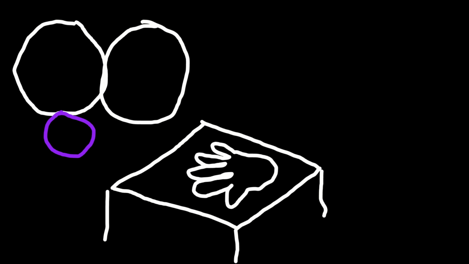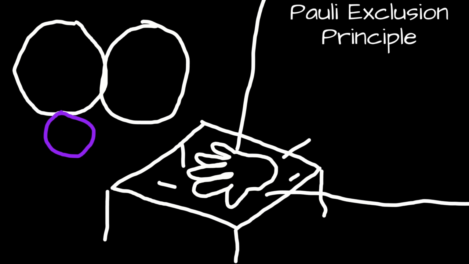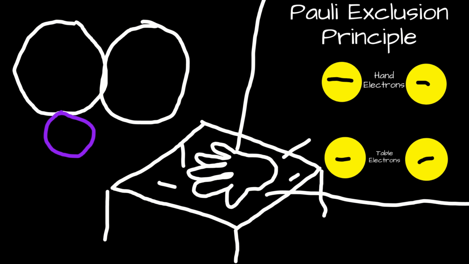Normal matter doesn't interact with magmatter like it does with other matter. When someone puts their hand on a table, their hand does not go through the table because of the Pauli exclusion principle, which prevents the electrons in the hand from occupying the same space as the electrons in the table. However, magmatter can occupy the same space as regular matter and can even pass right through it.